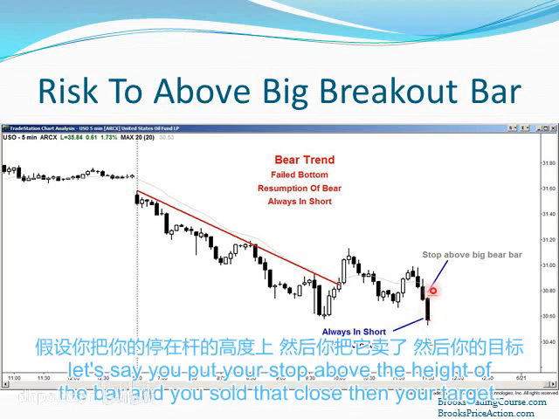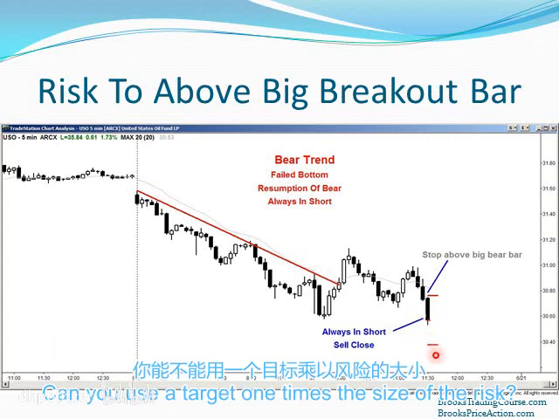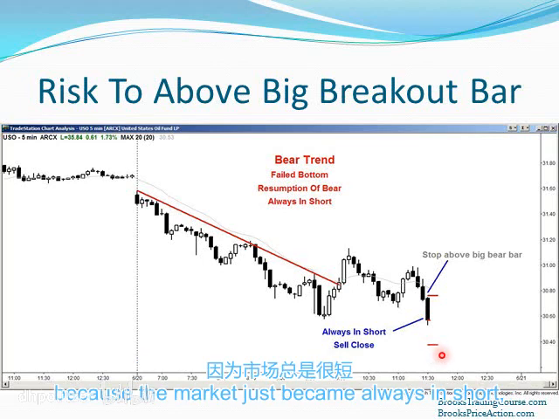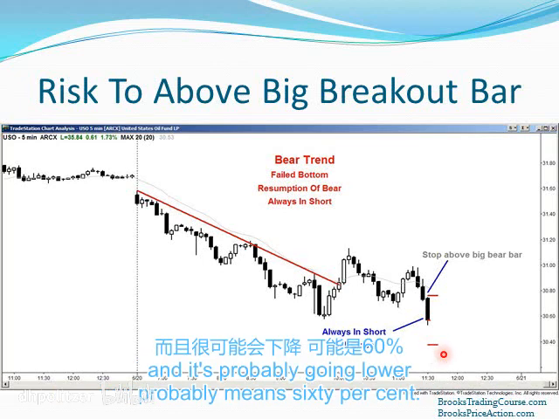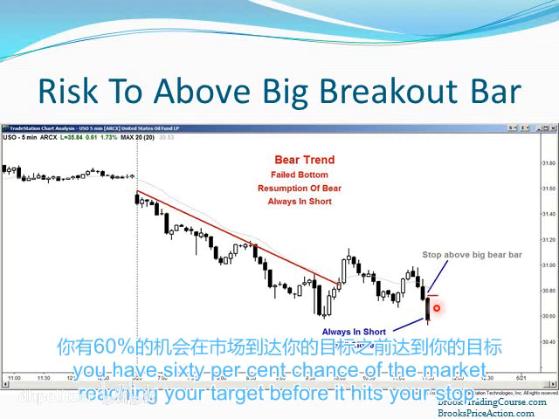Always in short. Okay, let's say you put your stop above the high of the bar and you sold that close, then your target is down here. Can you use a target 1 times the size of the risk? Yes, because the market just became always in short, and it's probably going lower. Probably means 60%. So if your probability is 60% and you put your stop here, you have a 60% chance of the market reaching your target before it hits your stop.